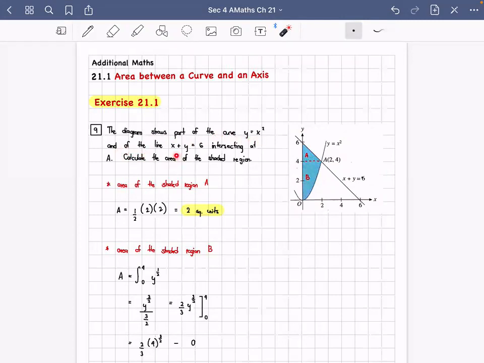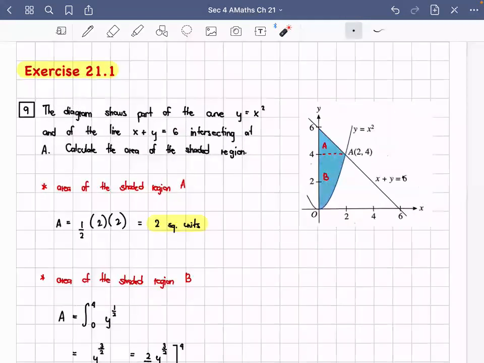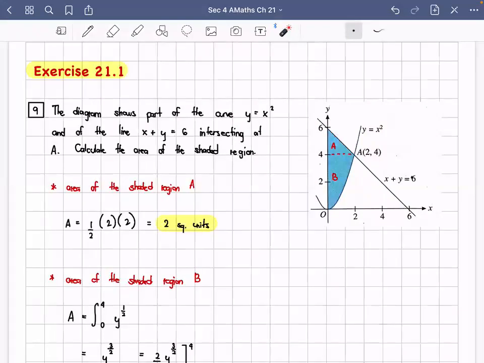The diagram shows part of the curve y is equal to x squared and the line x plus y is equal to 6, and these two are intersecting at point A. Calculate the area of the shaded region. So look here, this is your shaded region. Basically what I did here is to divide it into two sections, region A and then region B.